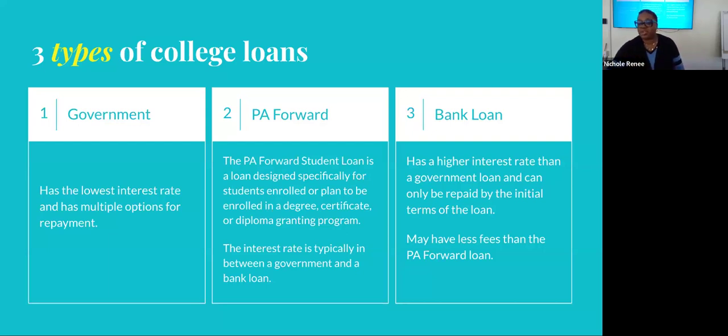The second type of loan that you could be eligible for is something called the PA Forward loan. That's going to be through the state of Pennsylvania. They have a relationship with this loan company. So sometimes they say that the interest rate on this one is cheaper than the bank.